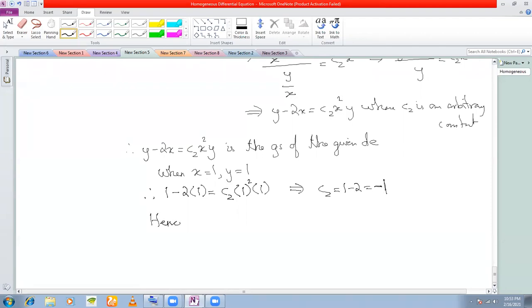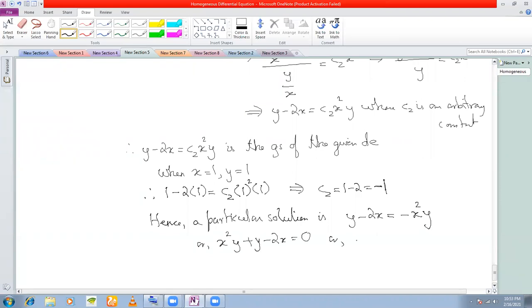Hence, what is the particular solution? Hence, a particular solution is y minus 2x is equal to minus x square y. Or you can also write this as x square y plus y minus 2x is equal to 0. Or you can write this as y into 1 plus x square minus 2x is equal to 0. Are we clear with this? That this is a particular solution?